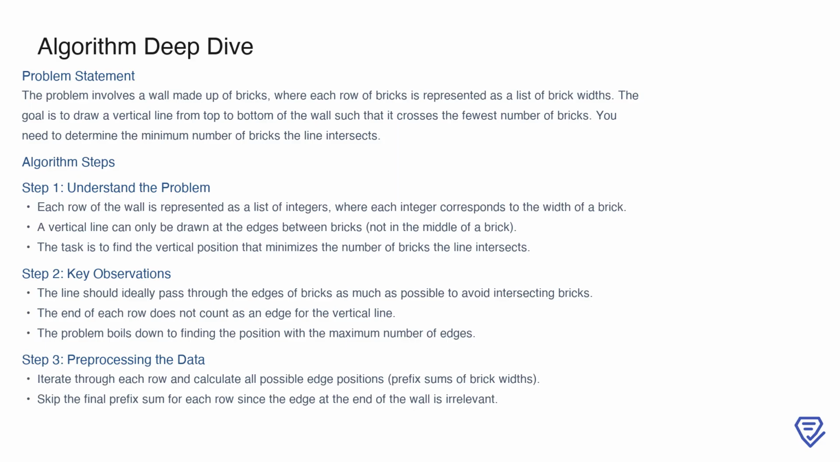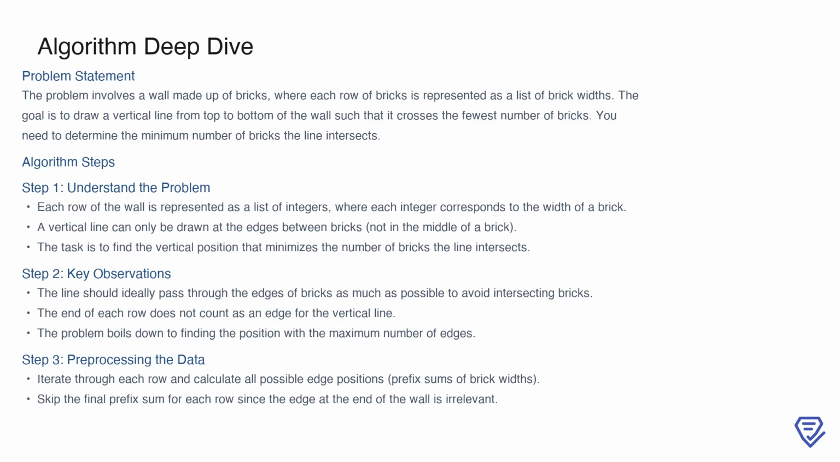The challenge is to draw a vertical line from the top to the bottom of the wall such that it crosses the fewest number of bricks. To achieve this, we need to focus on the edges between bricks since a vertical line can only pass through these edges, not through the middle of a brick. The task boils down to finding the vertical position with the maximum number of edges, as this will minimize the number of bricks that are intersected.